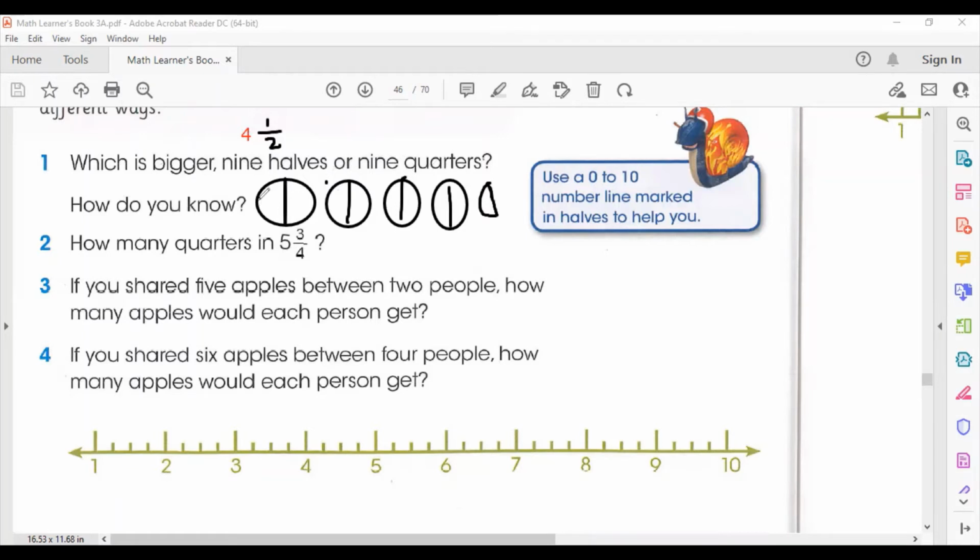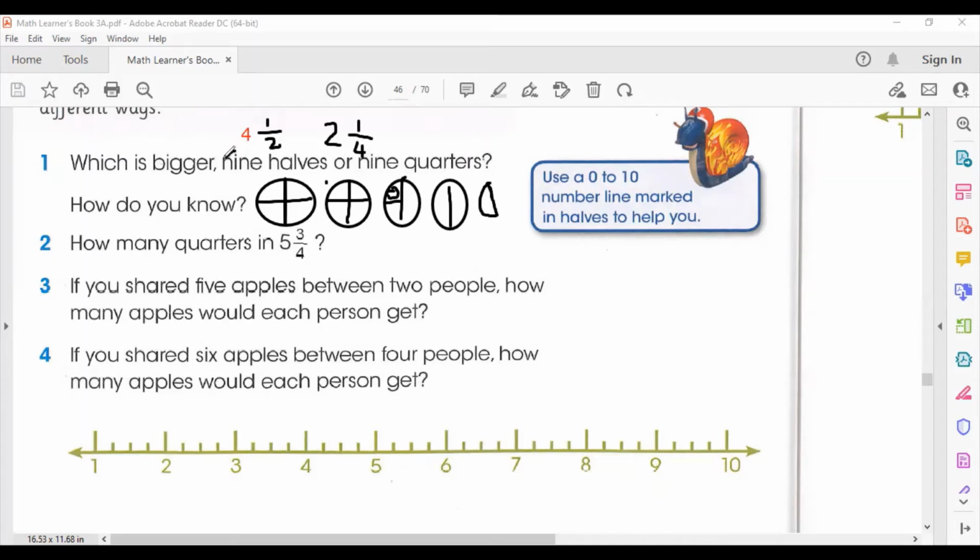Now 9 quarters. So this half changes into quarters. How? 1, 2, 3, 4, 5, 6, 7, 8, and 9, because one whole circle equals 4 equal parts. We can change it into 4 quarters, so 1 by 4 obviously. For 9 quarters: 1, 2, 3, 4, 5, 6, 7, 8. There are 8 quarters finished here. These 8 quarters equal 2 whole numbers, and the remaining one part we write as it is, 1 by 4. So what do you think? Which is bigger?